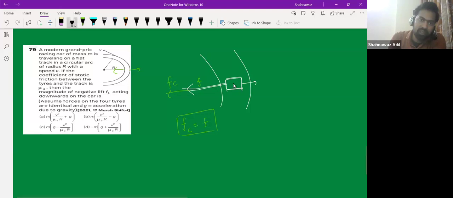Now we have this dynamic lift. What is this dynamic lift? So this is the normal reaction, right? And then you have this dynamic lift, which is downwards. And then you have this mg. So what would be FL?